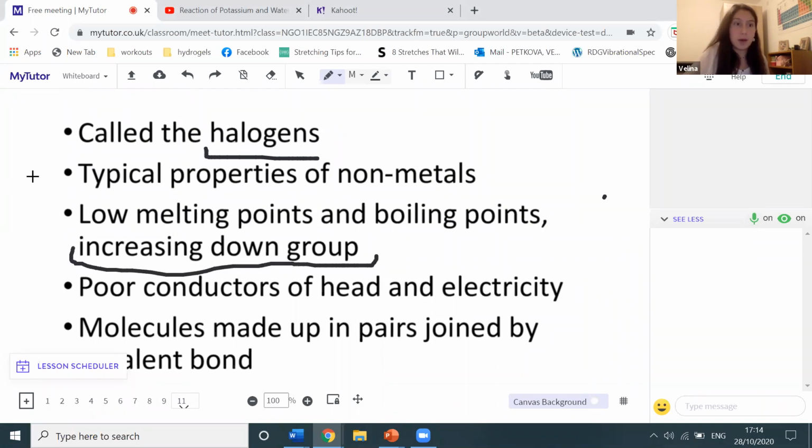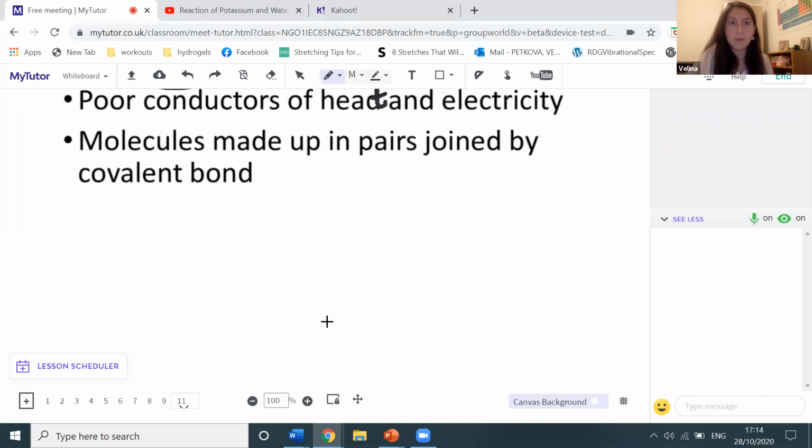So fluorine is a gas at room temperature, and further down the group you have iodine, which is a solid. So therefore, the melting and boiling points have increased. They're also poor conductors of heat and electricity. And molecules are made up in pairs, joined by covalent bonds.